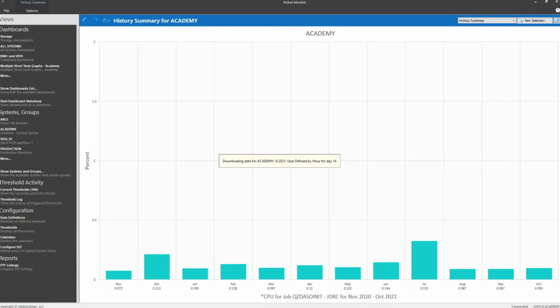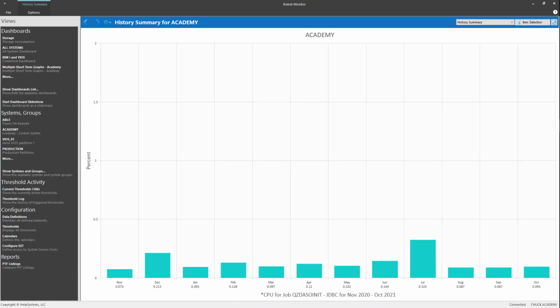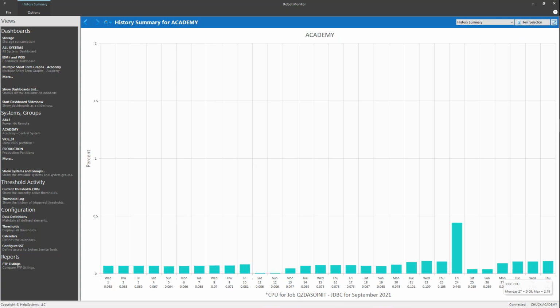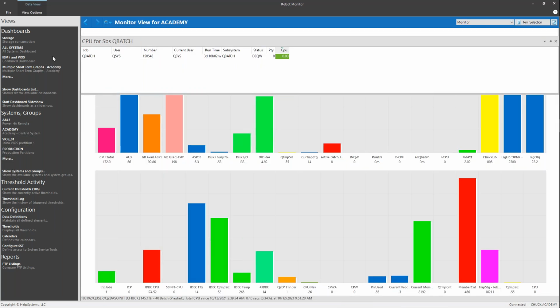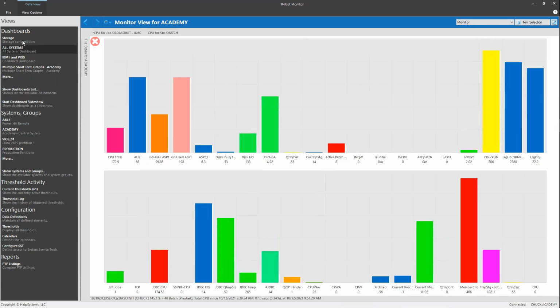Now, all this data is presented in graphical form in the Windows interface, but of course, any of this can be reported on. You can do instantaneous output, or you can schedule reports to be created from the graphical interface. So here's my average JDBC CPU utilization for the month of September for every day of the month. Now, I will also show our dashboard technology.